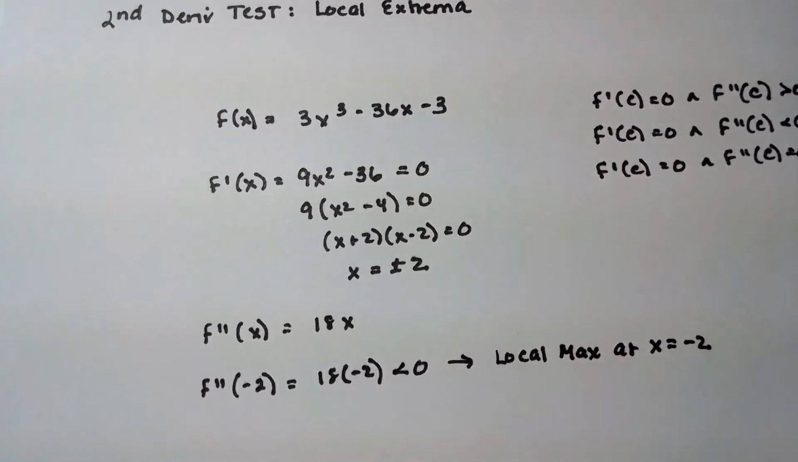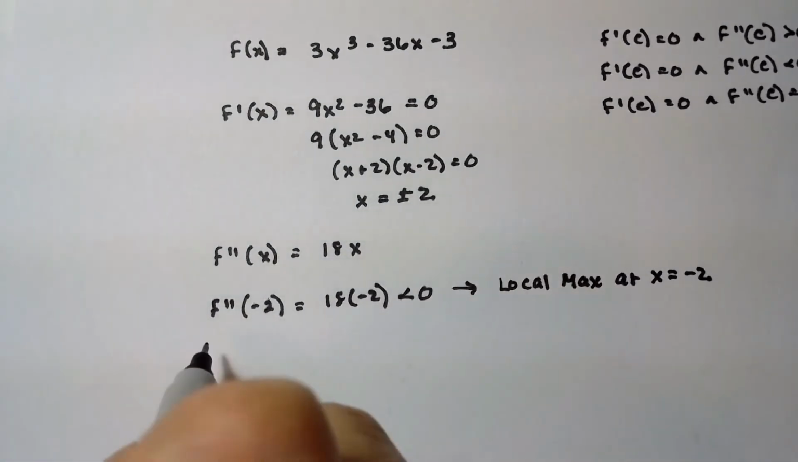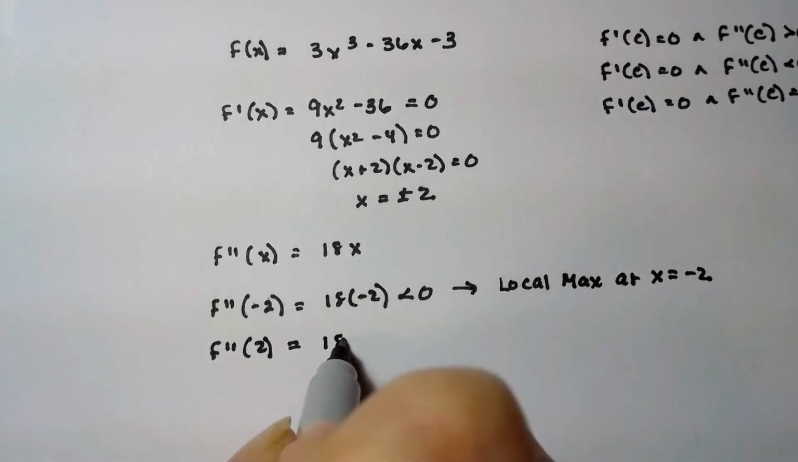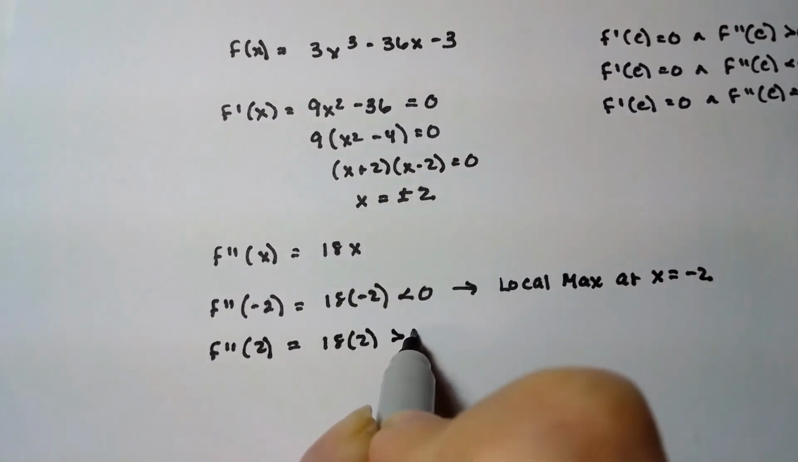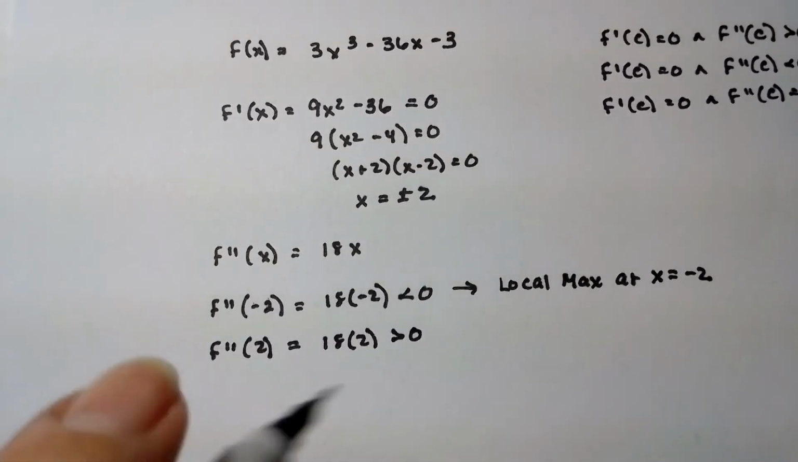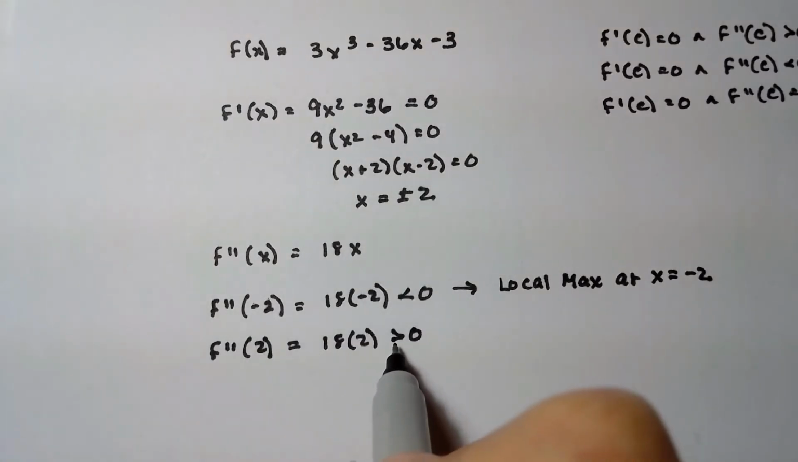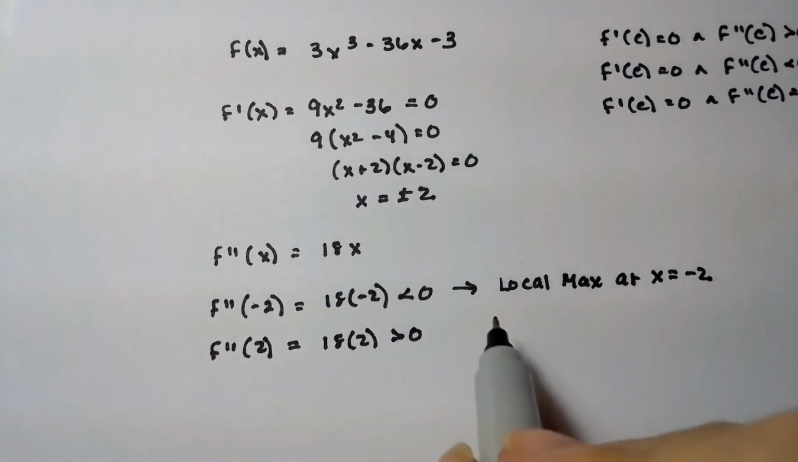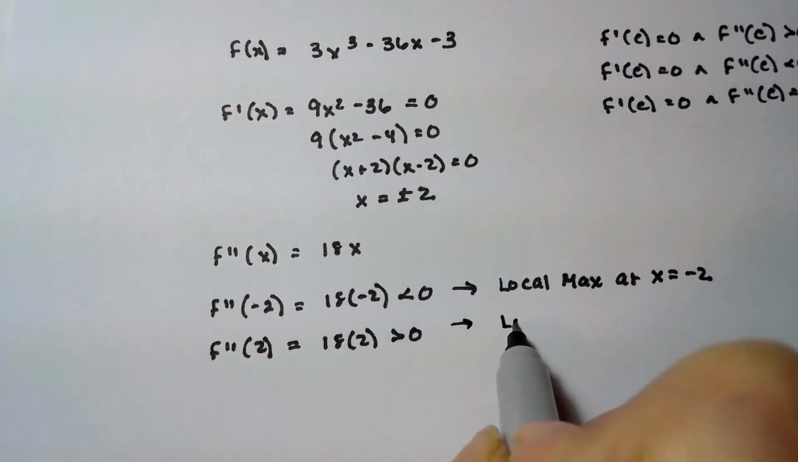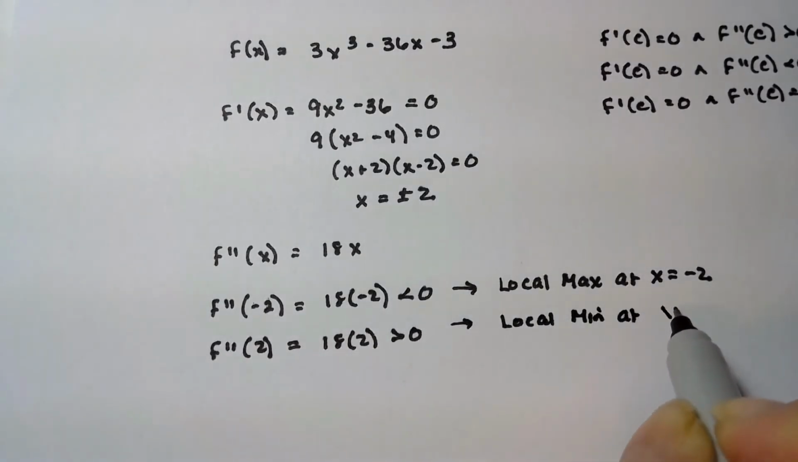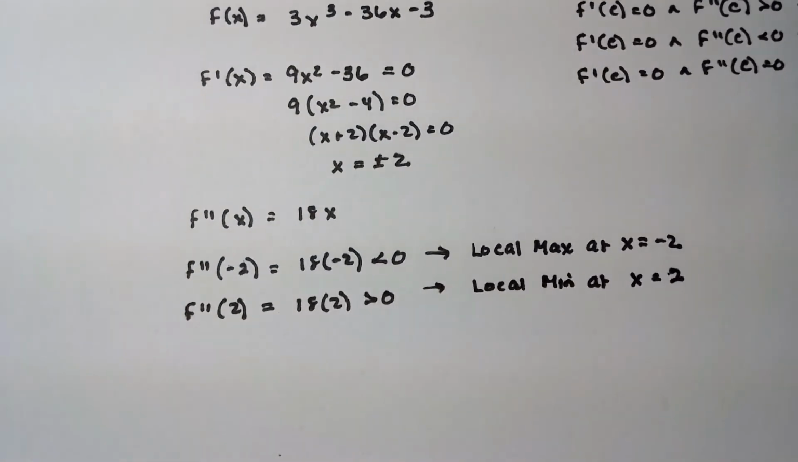to -2. If I evaluate the second derivative at the other critical point, which is +2, I'm going to have 18 times 2. Again, I don't really care that that's 36. I mean, you can write that, but that's not my concern. My concern is that it's positive. So the first derivative is 0 here, the second derivative is positive, so I would expect to have a local minimum at x equals +2. That's the second derivative test.